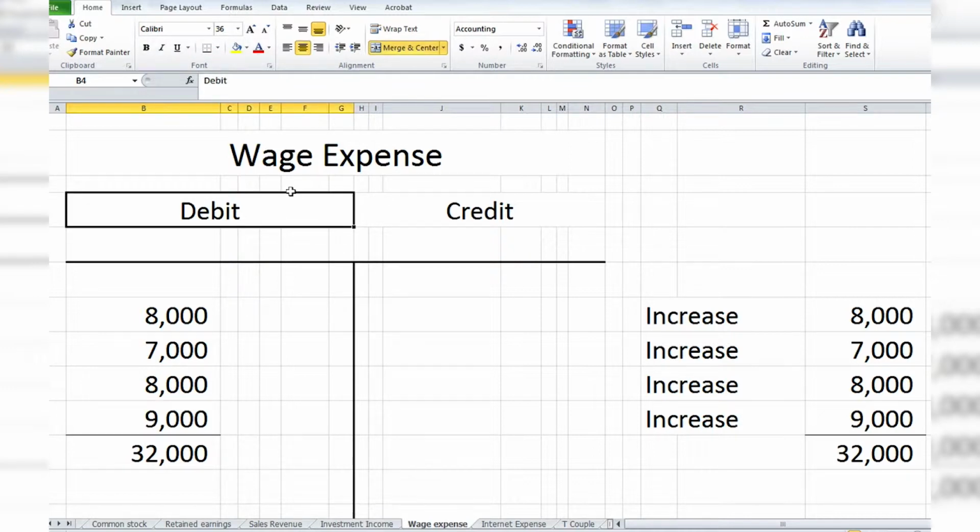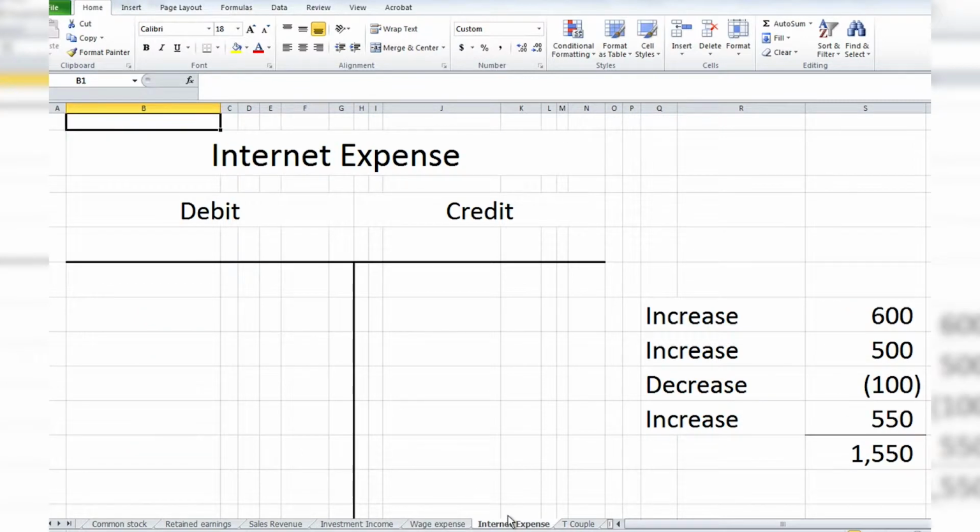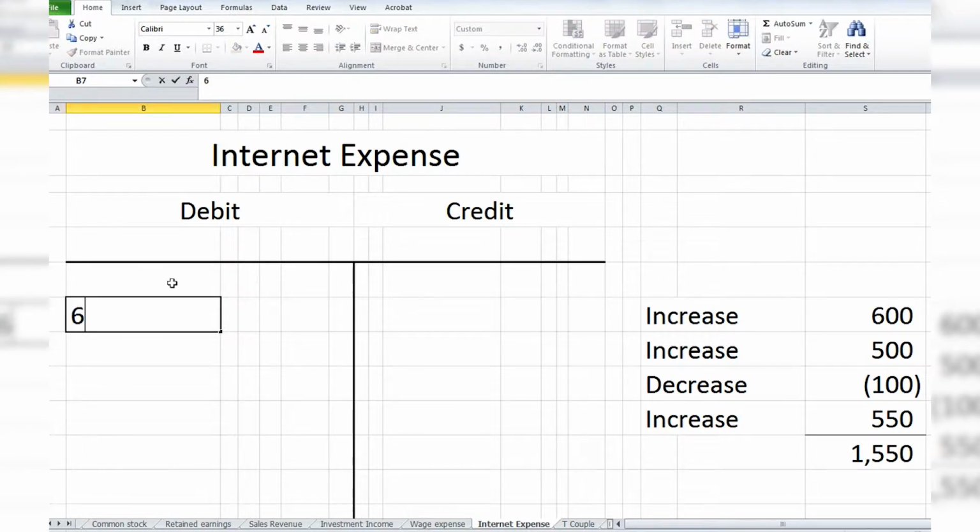So these transactions, wage expense, forgetting about the other half of it, it's just going up. Let's talk about internet expense. This is just a period cost, something that just goes out. So we're increasing expense with a debit. Let's line this up for you. Increasing expense with a debit, increasing expense with a debit.